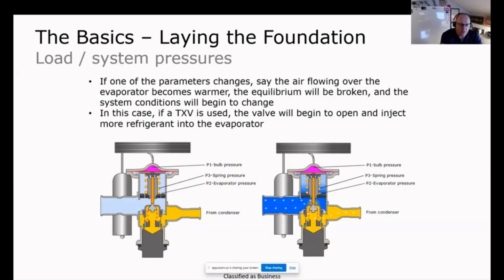Now, in this case, that expansion valve is going to begin to open more and inject more refrigerant into the evaporator because we have load. We are removing heat from our cold room.